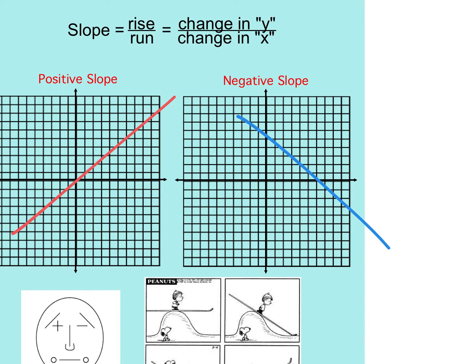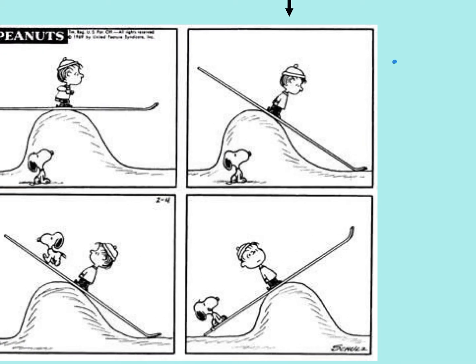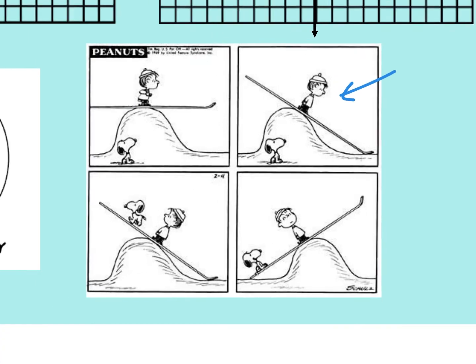I mean, don't we usually read from left to right? So from the left side to the right side, this one's going up, so it's positive. As I read from left to right, that one's going down, so it's negative. Okay? So tell me, is that positive or negative? Negative.